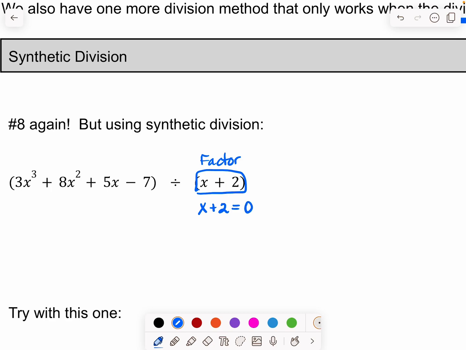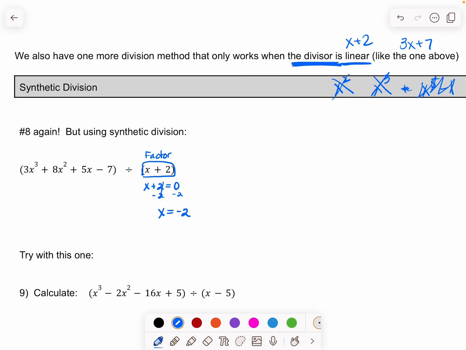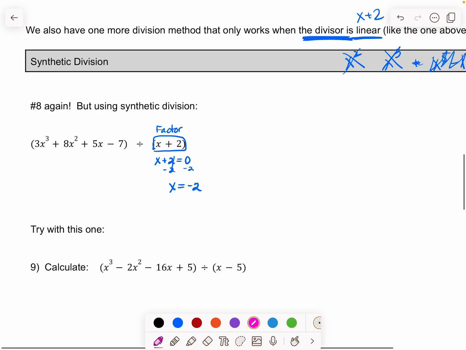You're trying to figure out, what number would give me 0? So you subtract 2. Okay, so we use the number negative 2. I don't use positive 2, I use a negative 2. This synthetic division gets rid of some of the x's initially, and I use kind of an upside down box compared to what I did with long division. So I put this number, negative 2, sitting right outside here.